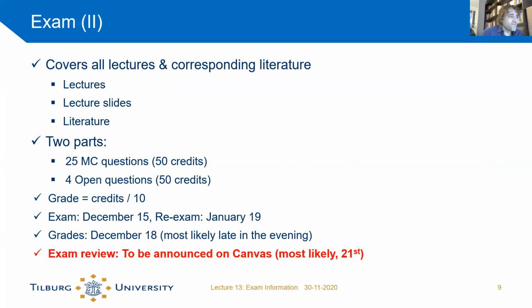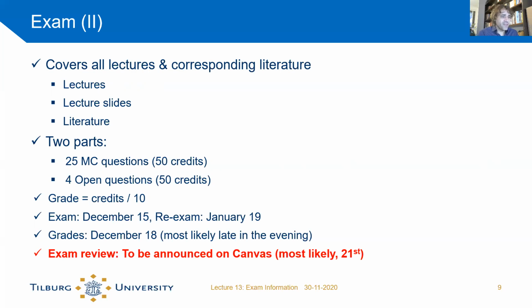Okay, here it is. 2 parts. There are 25 multiple choice questions which give you 50 credits. And then there are 4 open questions, each consisting of a number of sub-questions, which will also give you 50 credits. Your final grade will be the number of credits you receive divided by 10, and then rounded to the nearest half, except for 5.5, which we don't give. So a 5.4 becomes a 5, and a 5.5 becomes a 6.